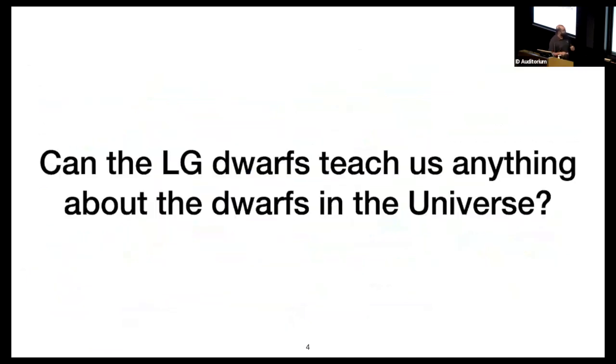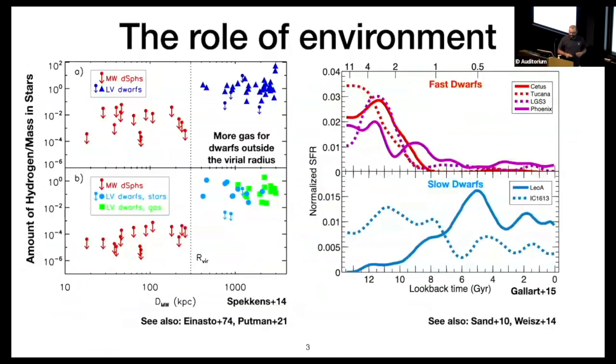So first we have, on the left, a plot that shows basically the amount of hydrogen divided by stars as a function of how far dwarfs are from the Milky Way. And you see 2 kinds of populations emerge. The ones that actually live inside the virial radius of the Milky Way are gas devoid, and the ones that live outside the Milky Way seem to have a lot more gas.